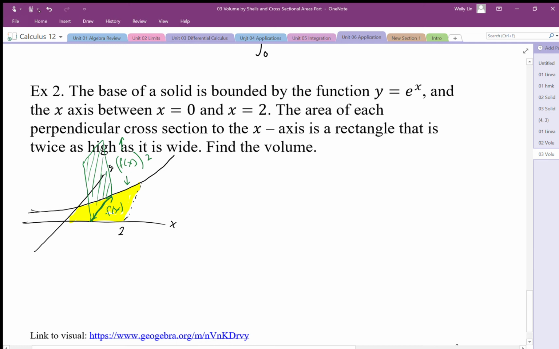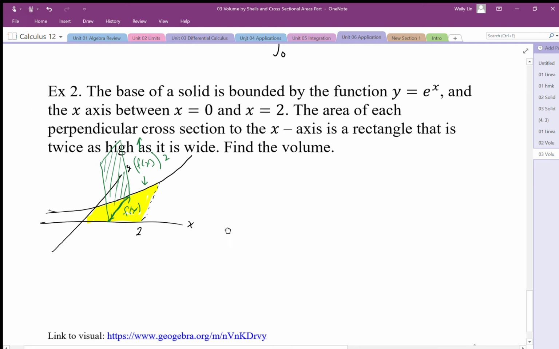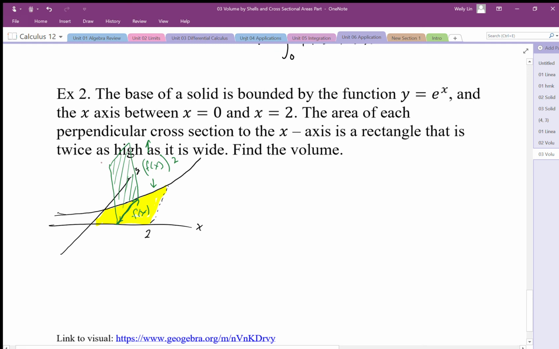Now we need to integrate this. We need to get volume, so we're going to give this cross-sectional area some thickness. We'll call that thickness dx. We're going to take a whole bunch of those pieces, really thin ones though, and add them up from 0 to 2, and then we're going to get our volume in that way.